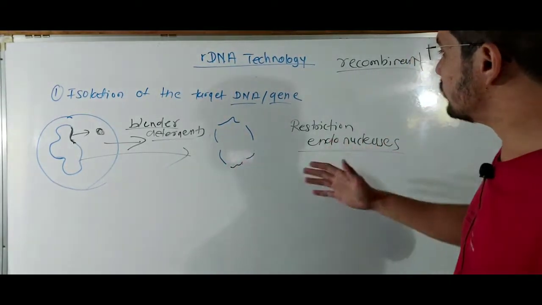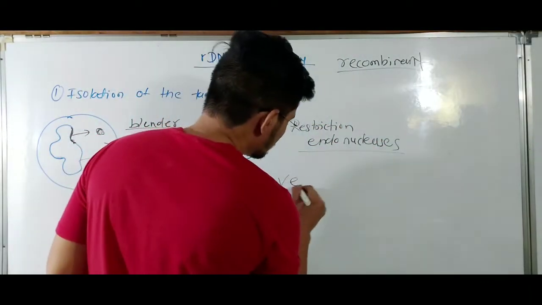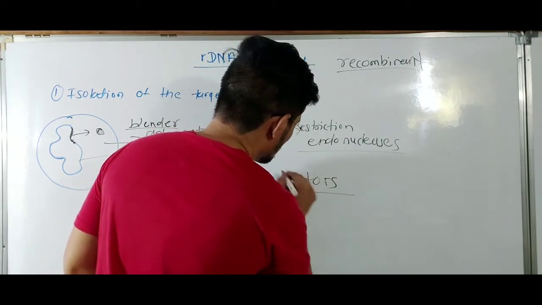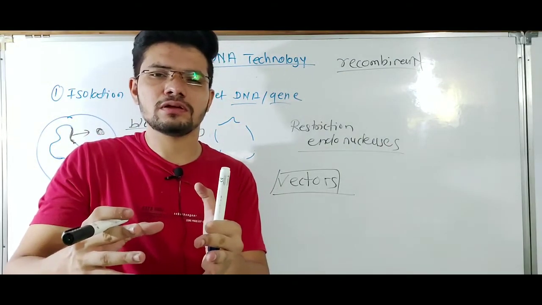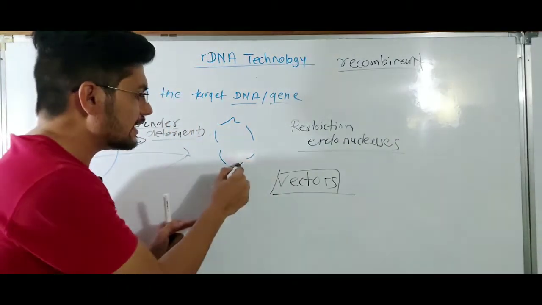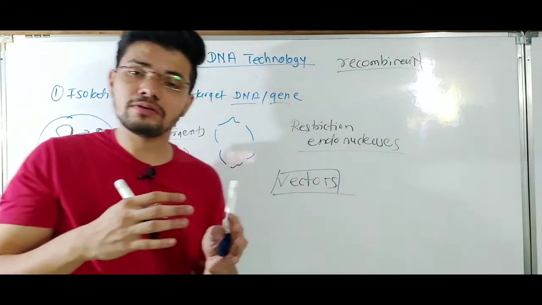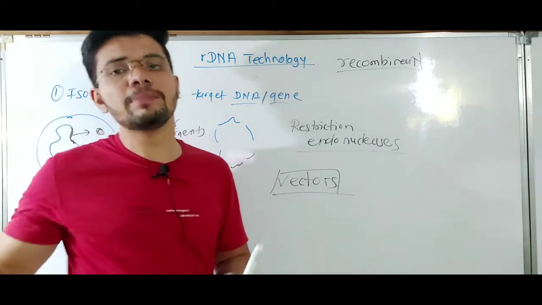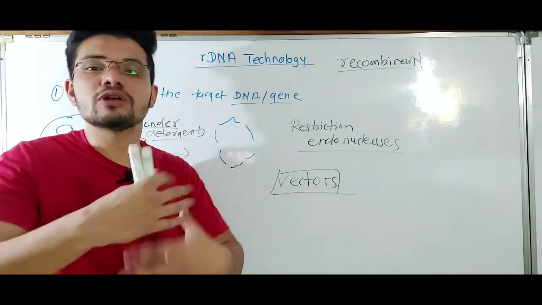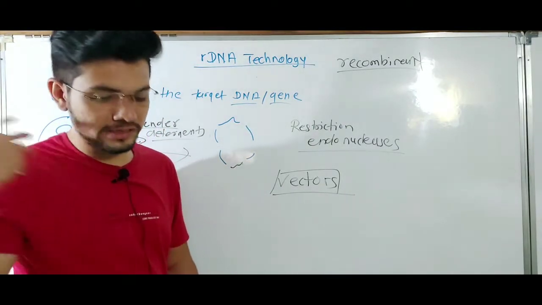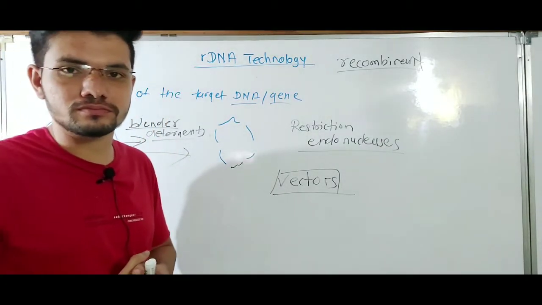So what we are going to do after that is, we are using some vectors. What? Vectors. So what does it mean by vectors? Vectors are nothing but the vehicles which are going to transport this DNA into the host cell, which is bacteria, and those vectors can replicate themselves so that our gene of interest, the target gene, will also replicate with it, and that host is going to give us the ultimate product which we need, that is insulin.